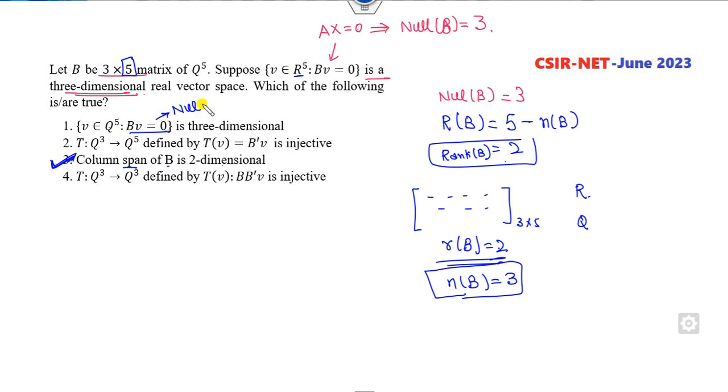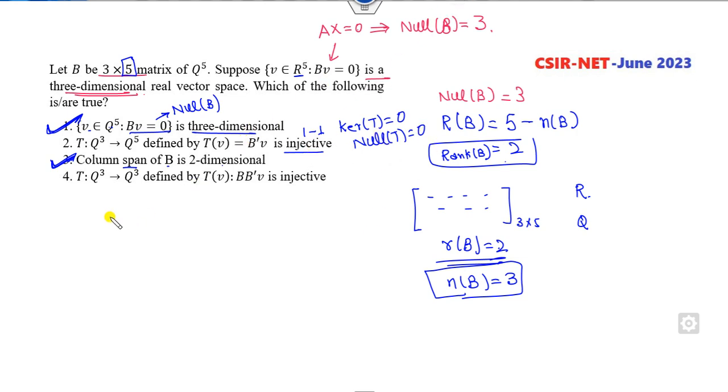So they are talking about the nullity of B when the vector is from Q. Then again, 3-dimension is the correct answer. Okay, then is it injective, one-one? How can you prove it is one-one? If you prove that the kernel of T is 0, that means the nullity of T is 0, then it is one-one.